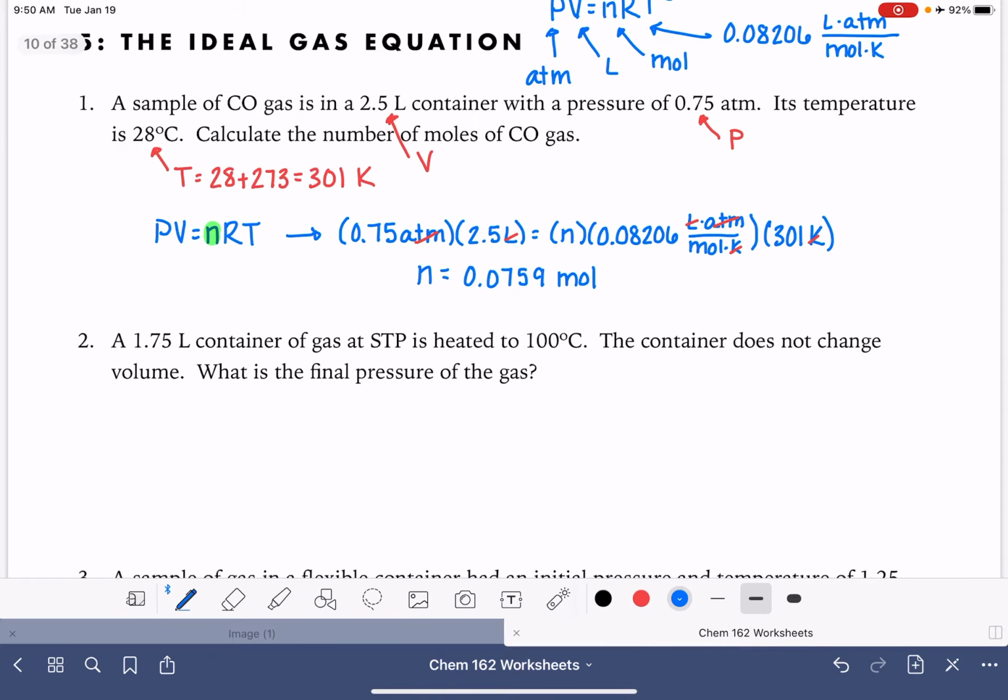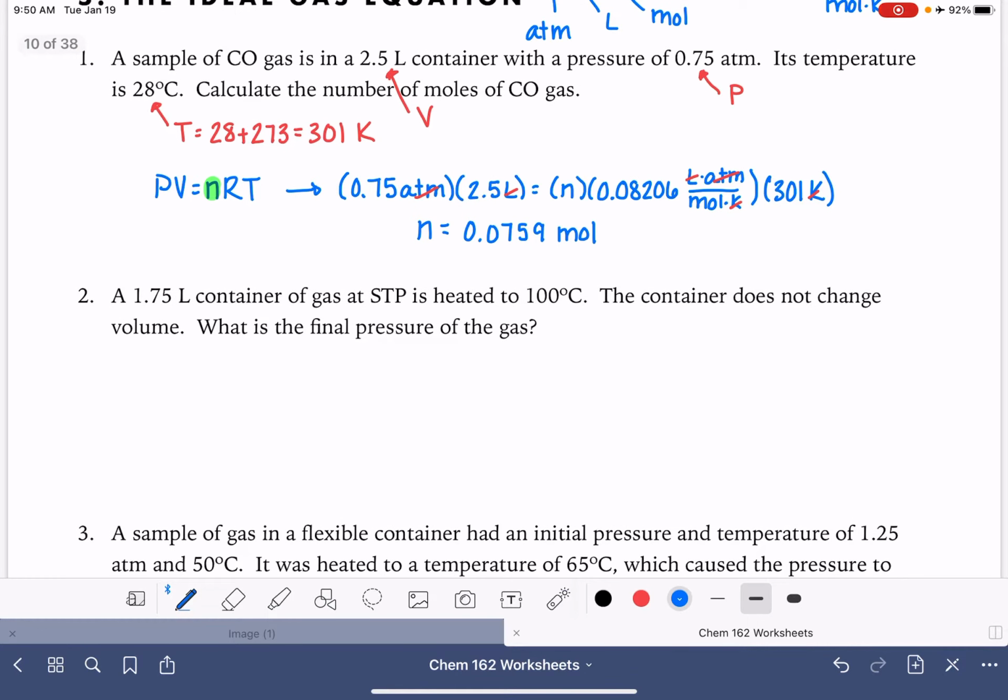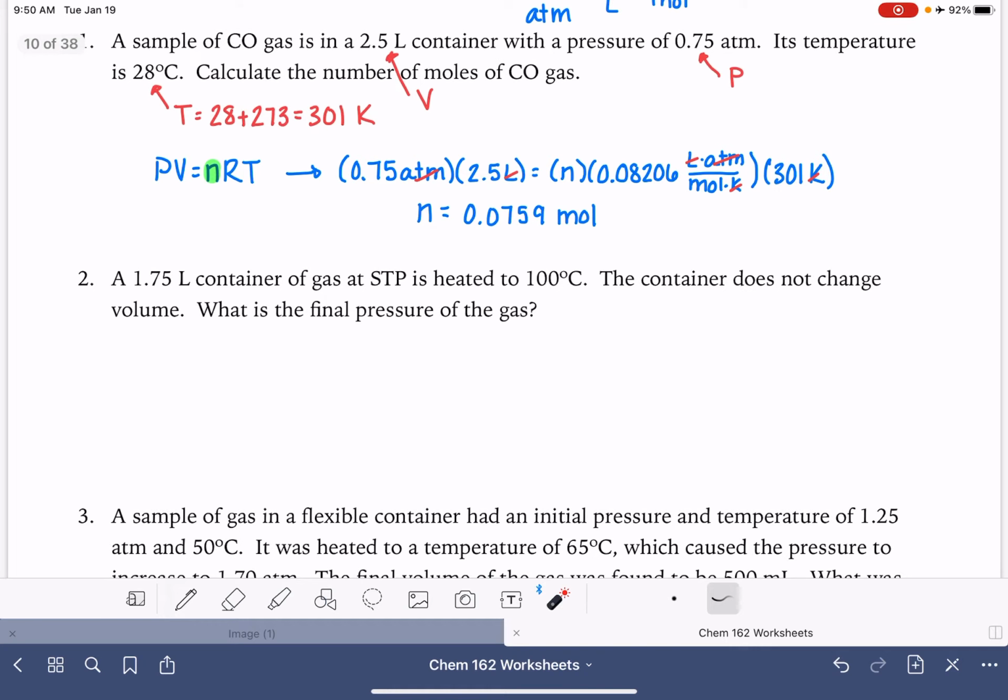Let's take a look at the next problem. This problem says that we have a 1.5 liter container of gas at STP that is heated to 100 degrees C. The container doesn't change volume. What is the final pressure? So this is a little bit different than the first problem. This is a problem where we have variables that are changing for the gas. The gas is being heated. And so when we have a changing variable situation, we want to use a different form of this equation.